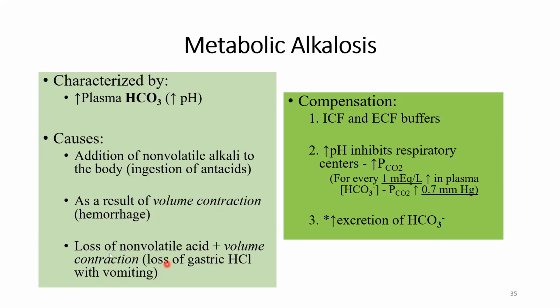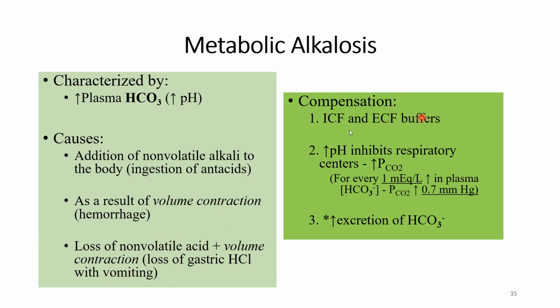Then an even more interesting cause of metabolic alkalosis is volume contraction together with loss of non-volatile acid, basically fixed acid, which is the case in excessive vomiting. In vomiting, you lose gastric HCl, which is the fixed acid, and of course there is volume contraction because you have lost a lot of fluid as well. This is so special that we have actually dedicated the next whole slide to it. It's very interesting. Let's deal with it in the next slide, inshallah.